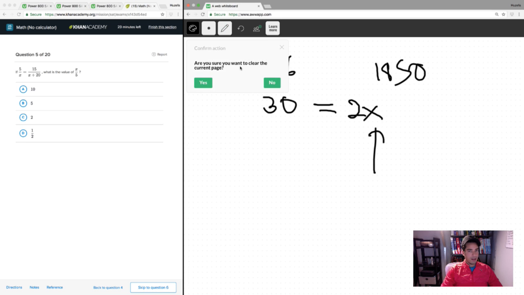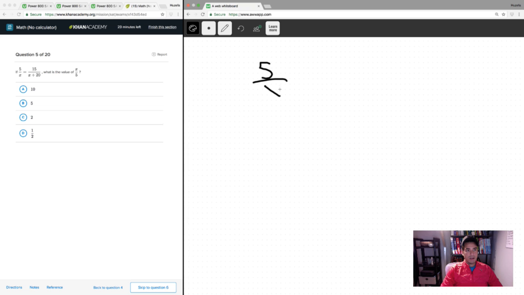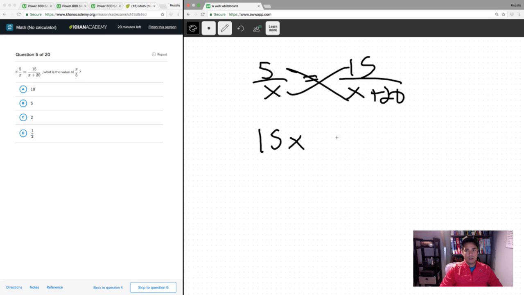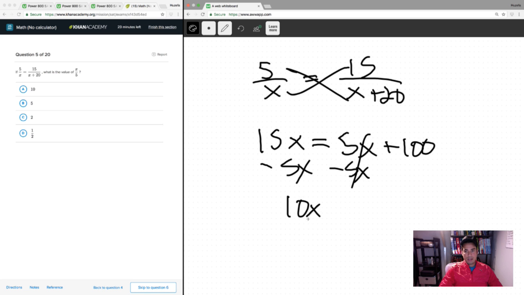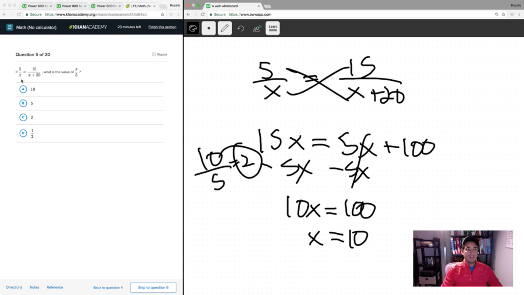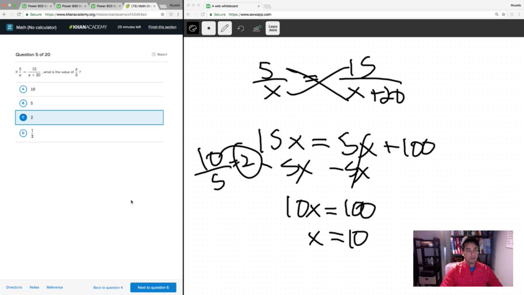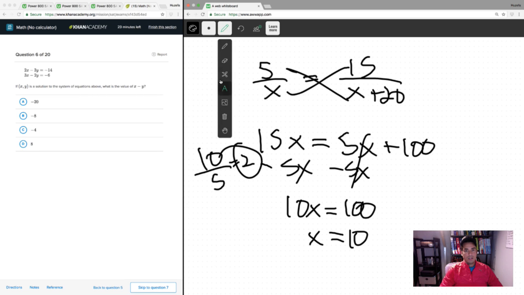Let's do question number 5. We've got 5 over x equals 15 over x plus 20. And we need to first solve for x and then get this value, x over 5. So let's cross multiply. This is a good setup for cross multiplication. When we have two ratios like this, we get 5x, and then distributing the x to the 20 as well, plus 100. Subtracting 5x from both sides, and we get 10x equals 100. Divide by 10, and we get x equals 10. And 10 over 5, which is what we need to solve, equals 2. And you see that they even give the value of 10 up top. That's to trick people.